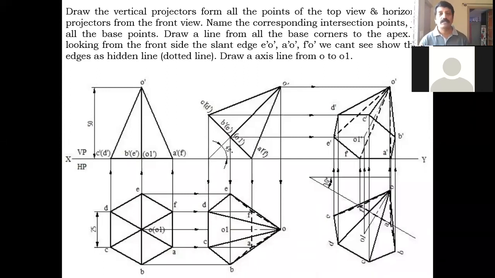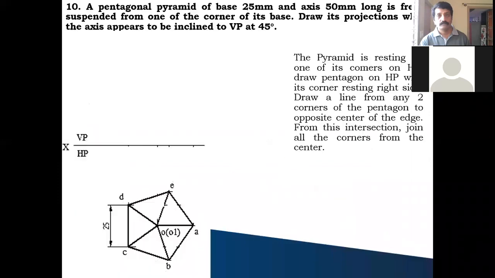So one by one. Let me take a simple one first. So what is that? A pentagon pyramid, let me take as an example. A pentagon pyramid of base 25 millimeter and axis height 50 millimeter long is freely suspended from one of the corners of the base. Draw its projection when the axis appears to be inclined to VP at 45 degrees.